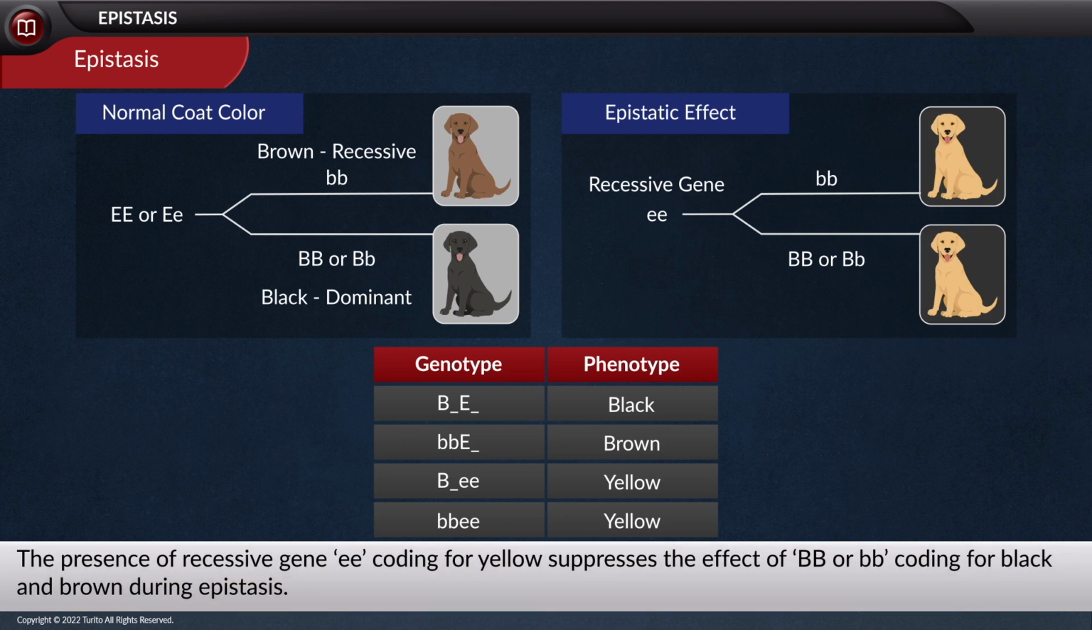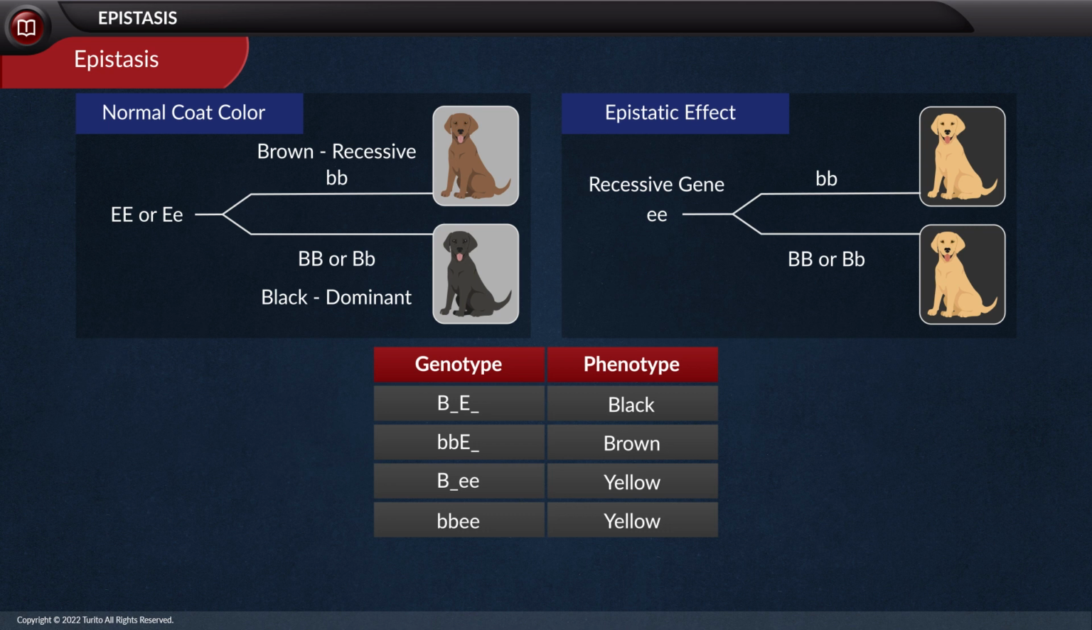In this condition, the presence of recessive gene EE coding for yellow suppresses the effect of BB or BB coding for black and brown during epistasis. Here, when the genotype is BE, then the coat color is black. When it is BBE, the coat color is brown. When it is BEE, then it is yellow, due to the presence of EE. And when the genotype is BBEE, then the coat color is yellow, due to the presence of EE.